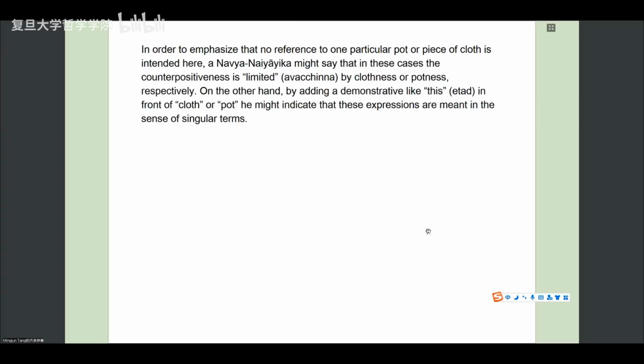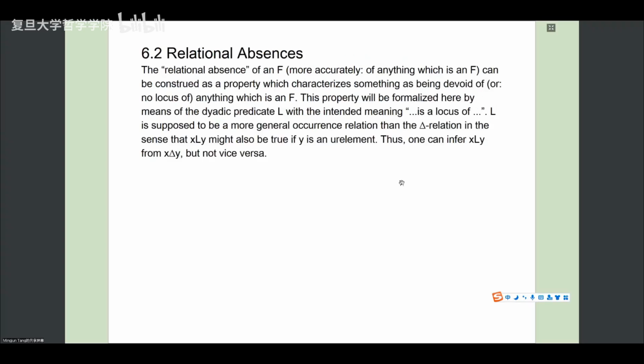So when we want to talk about the absence of any pot, one can specify this also in this way. One can say the counterpositiveness, the absentiness, is limited by potness. But when you want to talk about the absence of a specific pot, we can also say that it's the absence of etat ghata, this pot. Then it's clear that we talk about the absence of one specific pot. Okay. Can take the next slide.